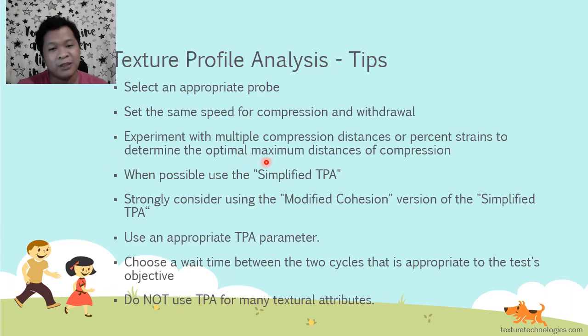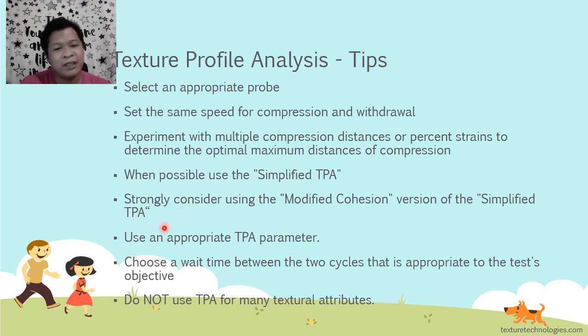Whenever possible, use the simplified TPA settings. No? Kasi masyadong minsan yung mga tao gusto nila, oh, I want to test this and that even if it's not applicable to my food. And then you want to use the modified cohesion. Ano na to, ng mga setting na to dun sa equipment manufacturer. No? Pero simply stated na these are the settings that are generally most useful sa mga food product.